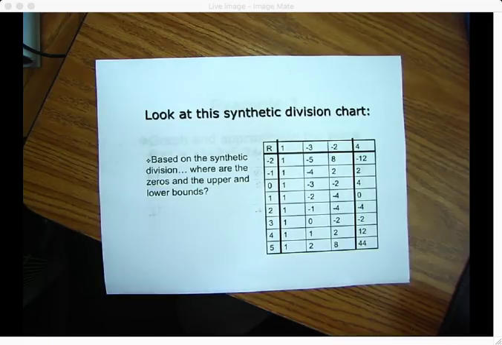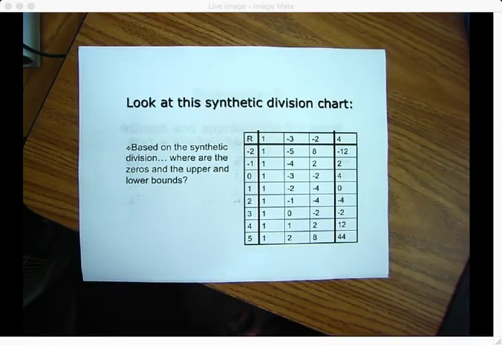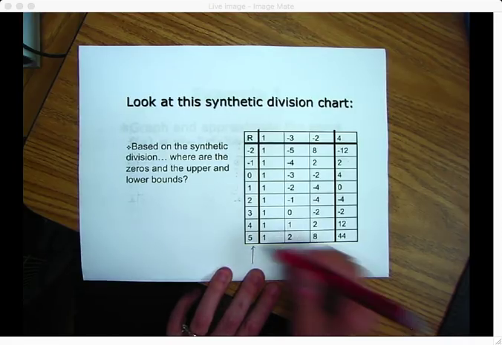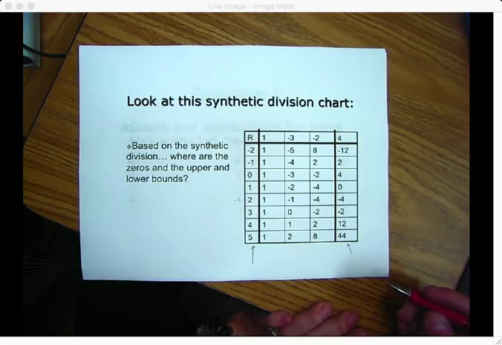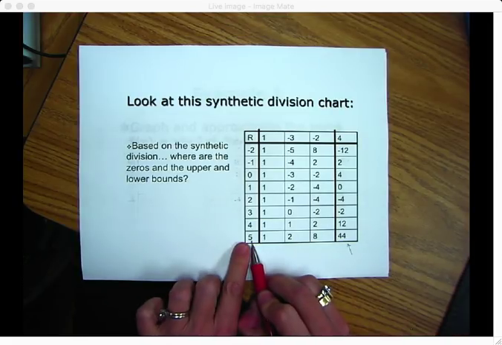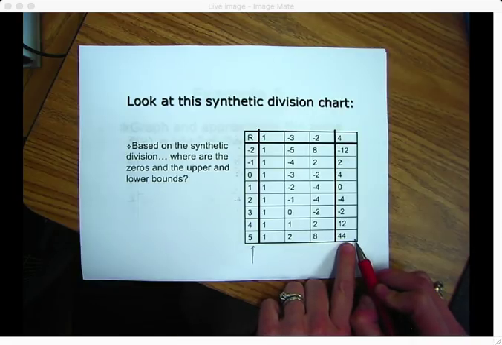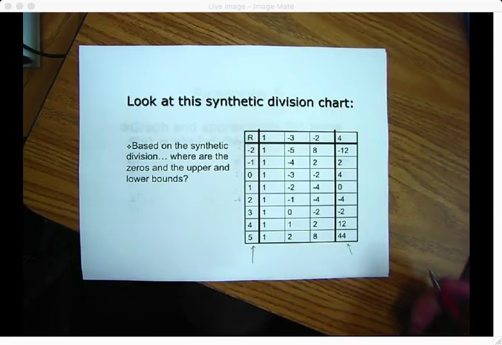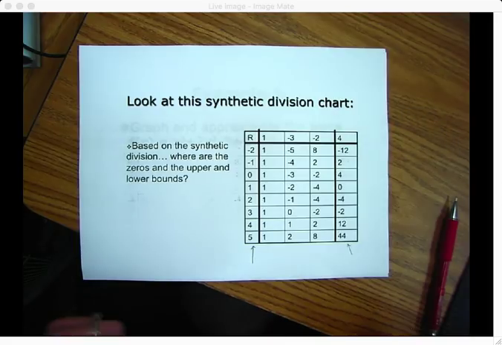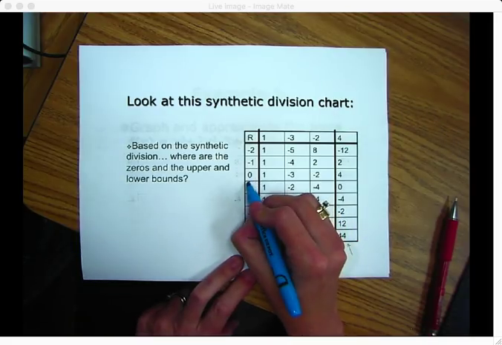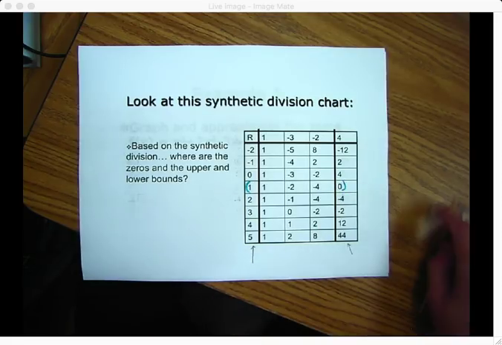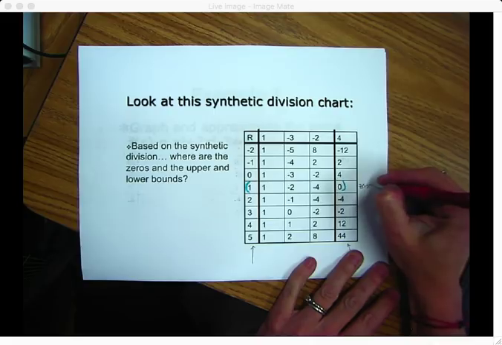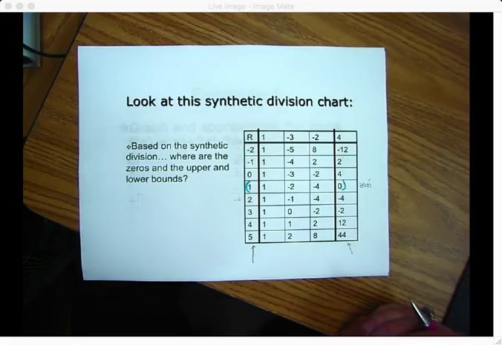So this is a very large synthetic division chart. Okay, it's already been filled in. These were all the numbers that we tried to fill in. Here's all the work across the middle, and these are the remainders, right? So these are all the X's that we tried. These are all the Y's that came out. So if we're trying to figure out where the zeros are, one of them is obvious right here. This ordered pair of 1, 0 is one of the zeros. If you plotted that point on a graph, it would be right on the x-axis.